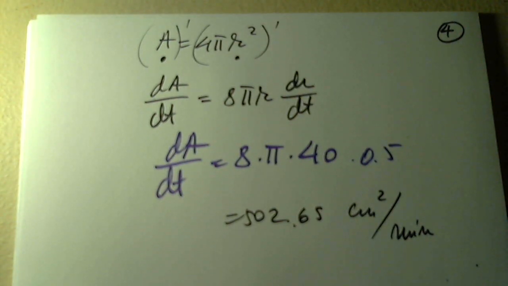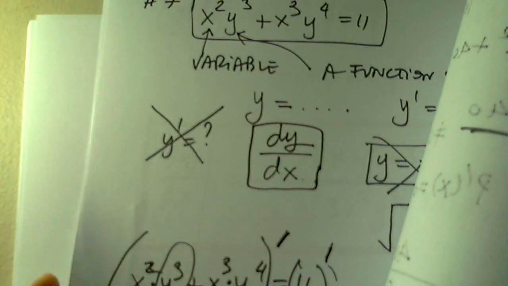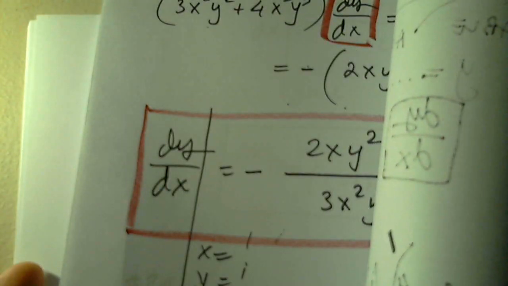As you see, there is very little difference, I would say almost none, with what we discussed last time with implicit differentiation. That's exactly what we did.